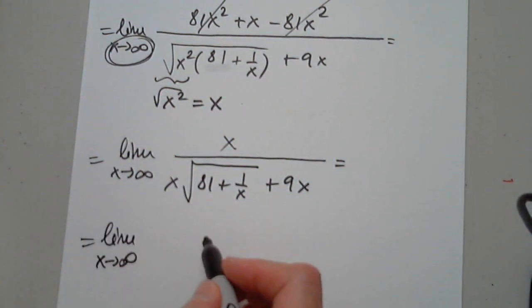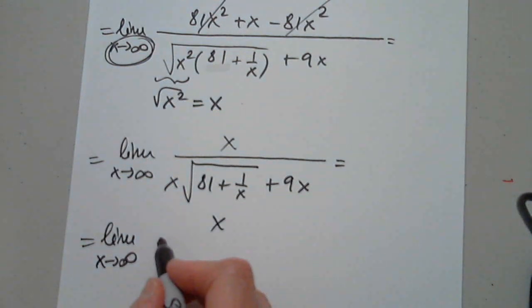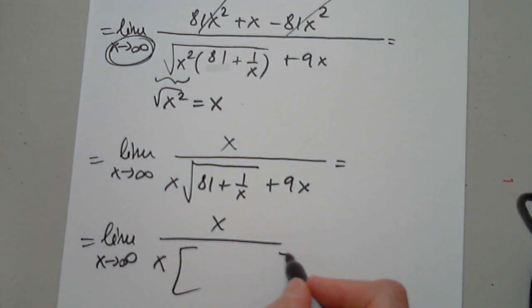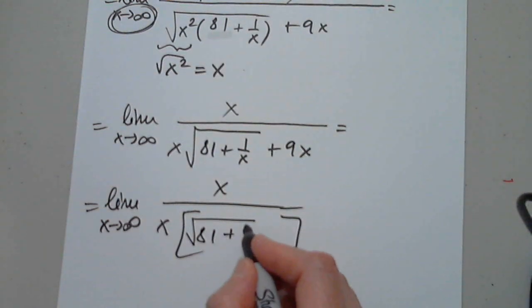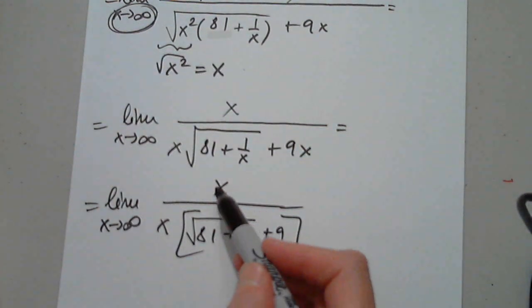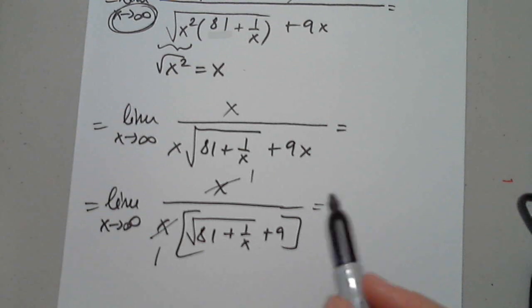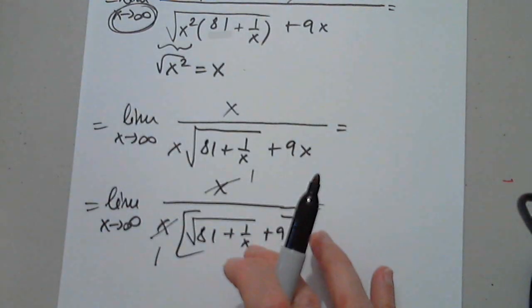Limit as x approaches infinity. And I have x at the top, and then x, and in brackets or parentheses, it doesn't matter, the square root of 81 plus 1 over x and plus 9. These will go away. And now I drop the limit operator because I apply it.